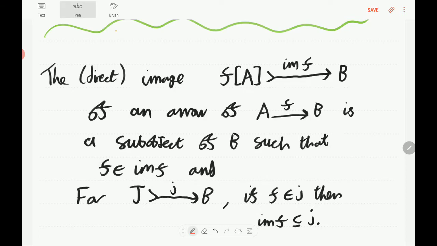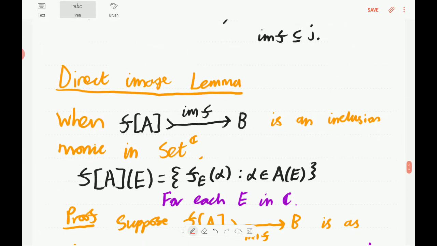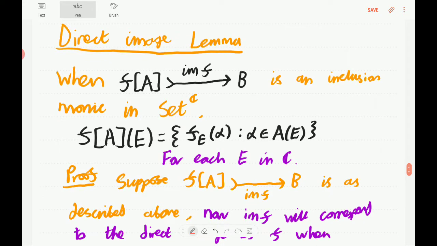I mean, one can use this kind of definition in any category. Anyway, what does this thing look like in Set to the power of C? Well, we have here this direct image lemma. So what it says is that if we want to treat Im f as an inclusion monic, then of course its components, like its E-th component, is going to be an inclusion function. And the important thing is the structure of f[A].